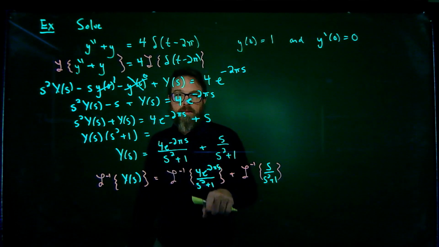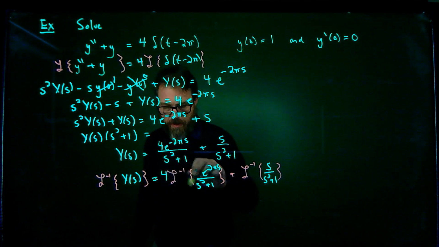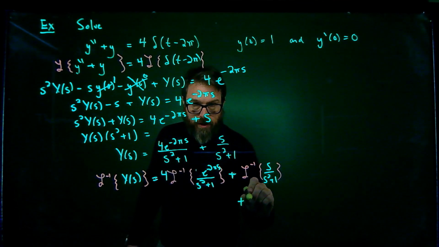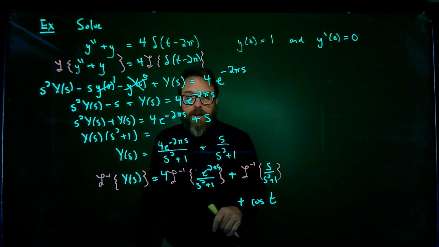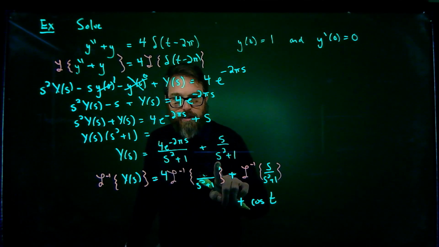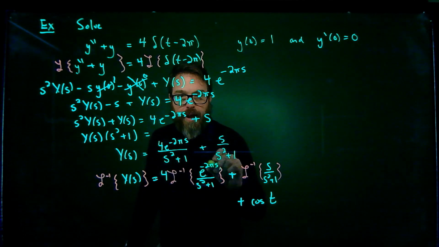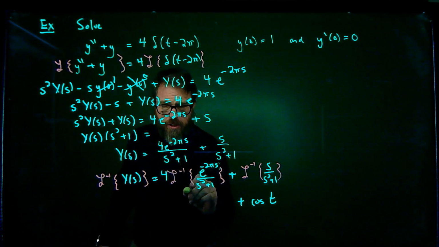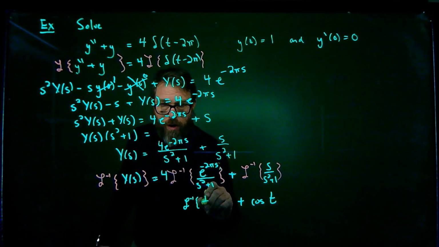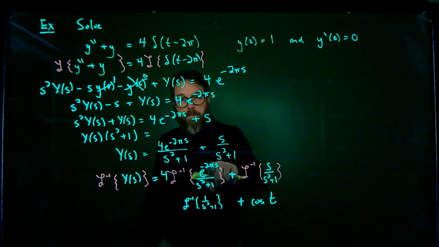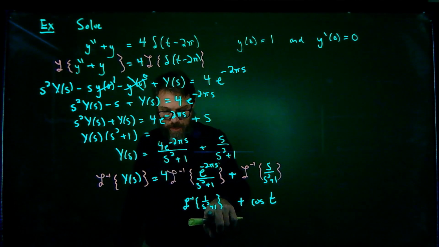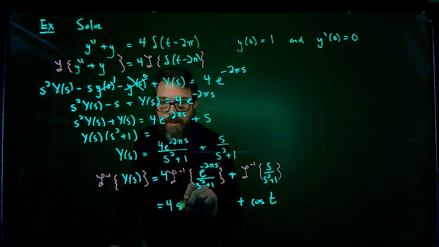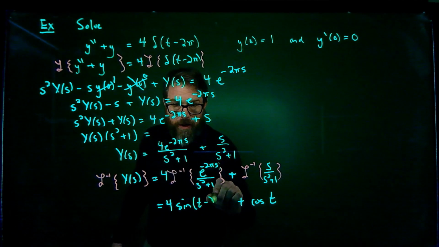All right, so I know I can pull out this 4. It's a constant, linearity. And this one I already know, we've done enough of this, that this is the cosine function. So this is going to be plus the cosine of t. Now, this e to the minus 2 pi s really is the shift of the Laplace that this is multiplied by. So this is the Laplace inverse of 1 over s squared plus 1 shifted by 2 pi. And what I know is that this is the sine of t. So this is going to be equal to 4 times the sine of, not t, but shifted, so t minus 2 pi.